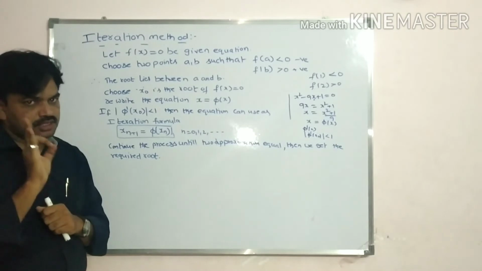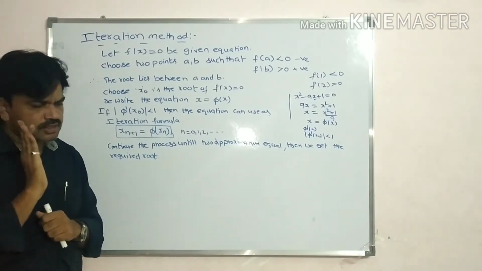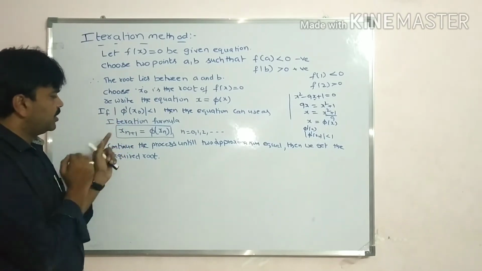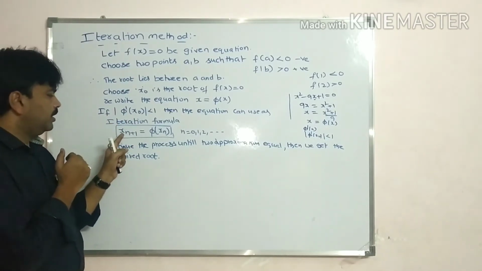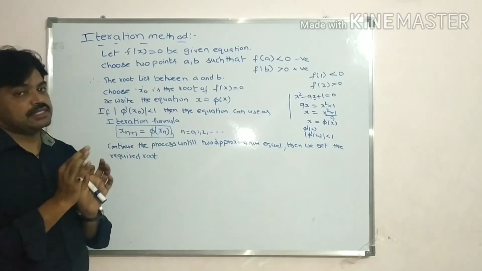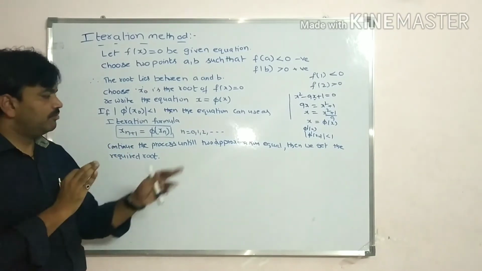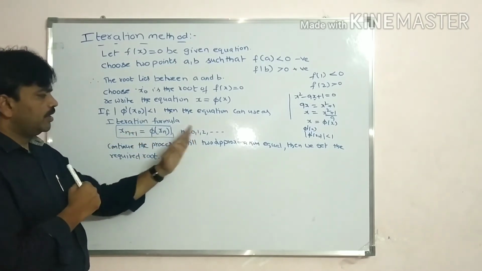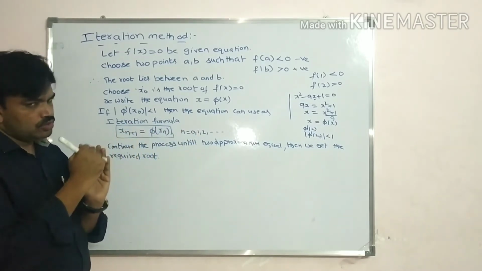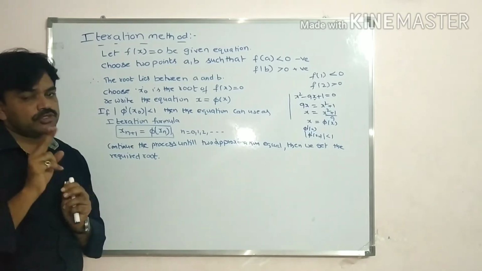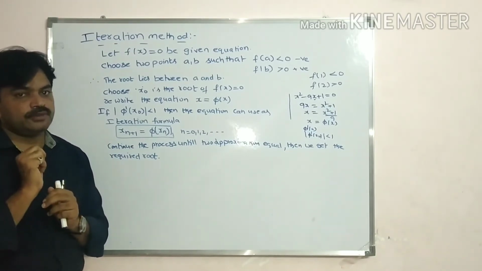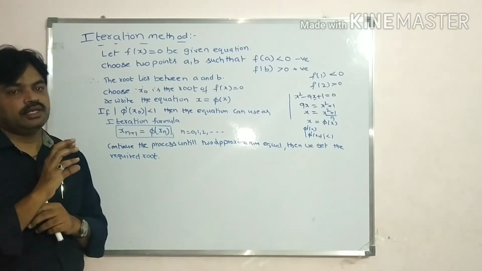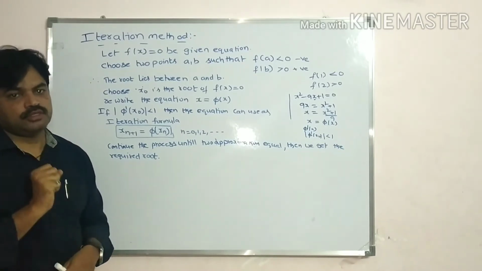The condition must be satisfied. What is the condition, students? Phi dash of x naught less than 1. Then the equation can be written as the iteration formula x(n+1) is equal to phi of xn. What is the n value? n is equal to 0, 1, 2 and so on. We substitute n is equal to 0, n is equal to 1, 2 and so on. You continue this process until two approximation values are equal, students. Then you get the required root of the given equation. This is the process, students.